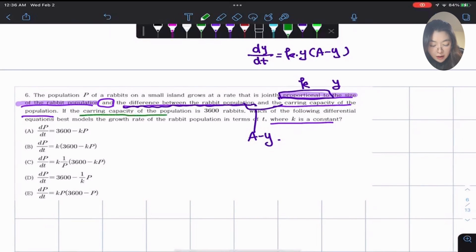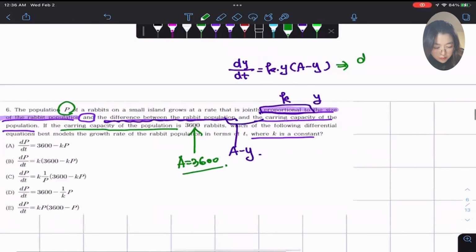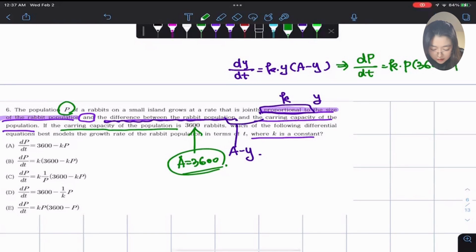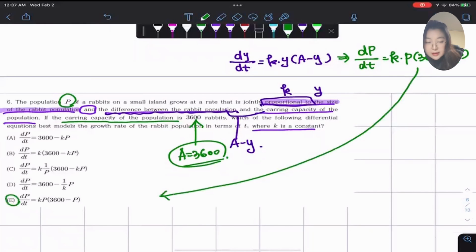The carrying capacity of the population is 3,600. So we know a is 3,600. So I can rewrite, the unknown is P, dP over dt equals k times P times 3,600 minus P. So we find this form. So the answer is E.